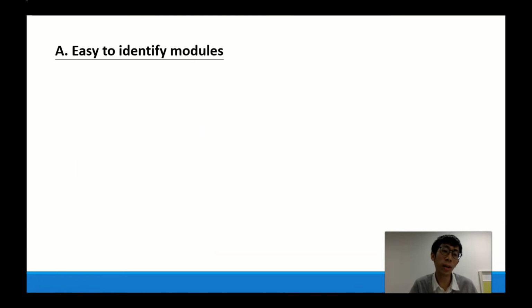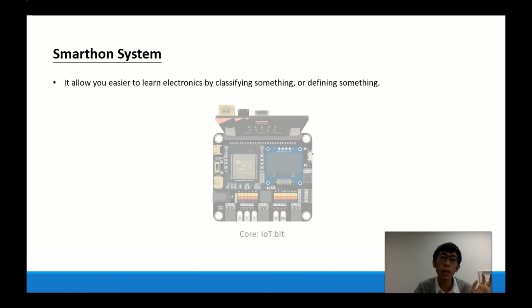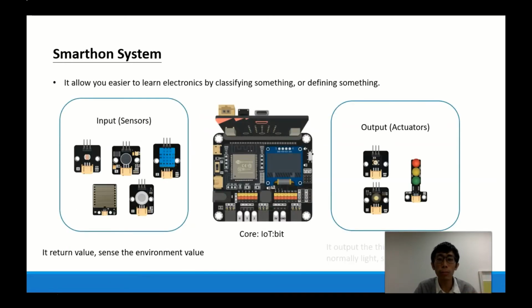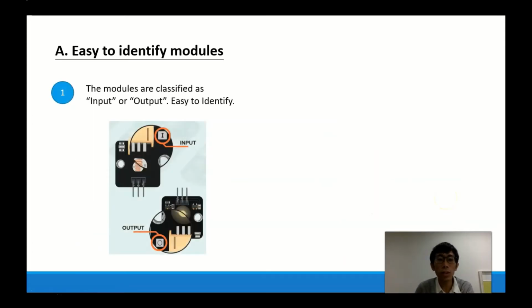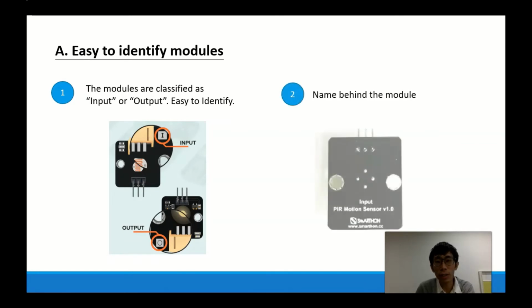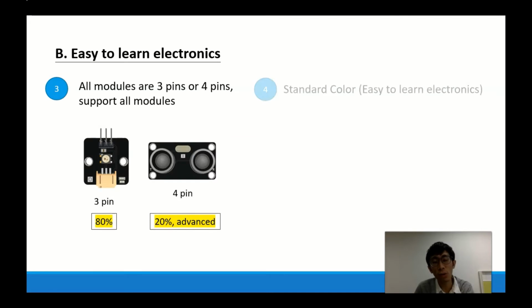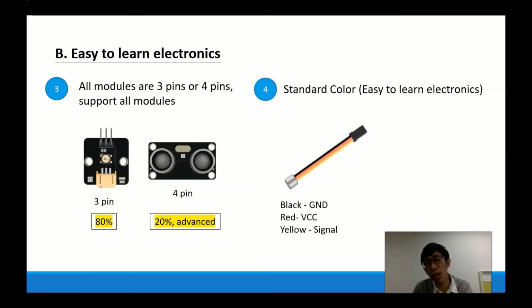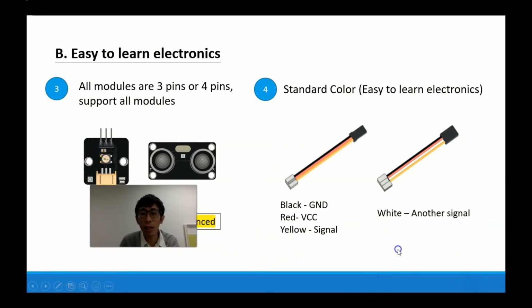So let's quickly recap. For the electronics, Smarthon System teaches you different modules and the core things: input and output. Input senses a value, output transfers energy to something. We know the lamp. 3 pins and 4 pins cover all the things, and 3 pins use 3 colors: black, red, yellow. For 4 pins, the remaining color is white, and you do not need to care so much because the white color and yellow color are just signal colors.